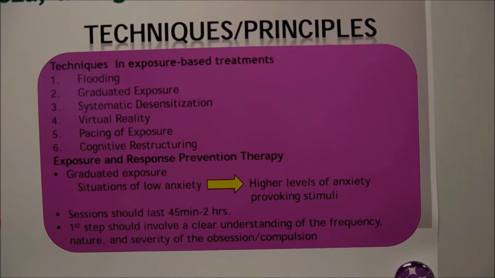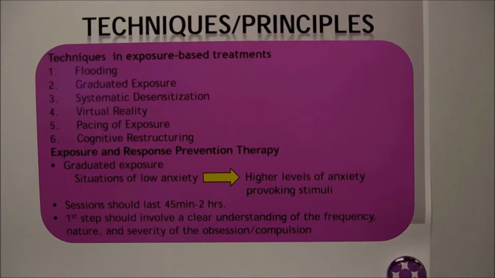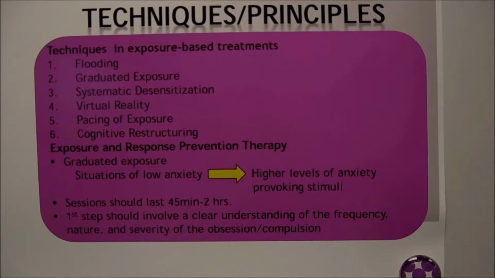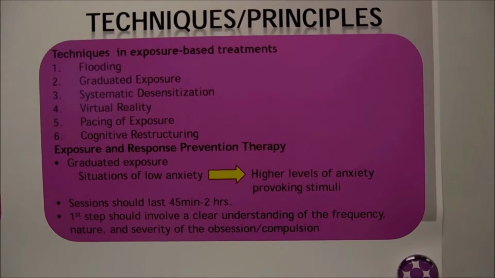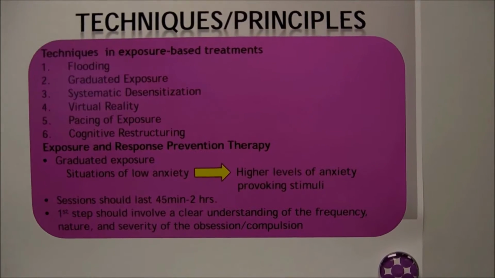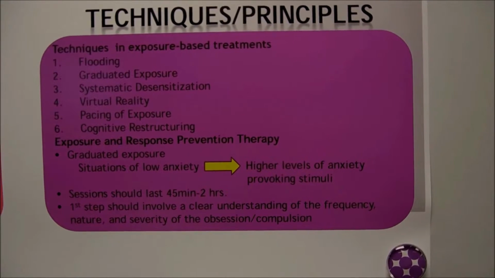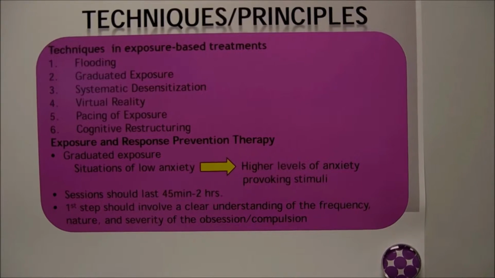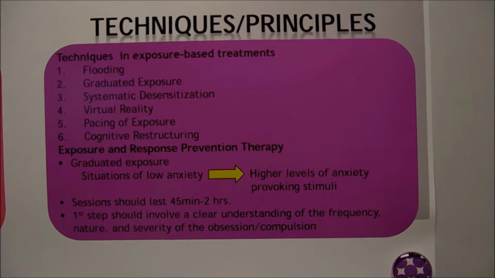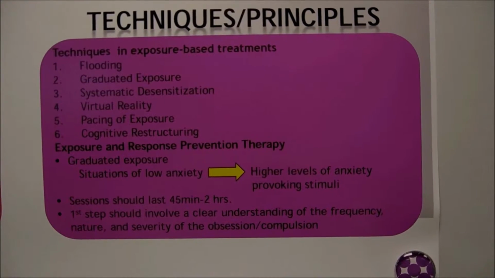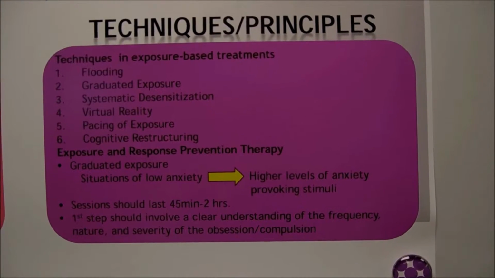And then we have cognitive restructuring. So exposure and response prevention therapy uses graduated exposure, which exposes the clients to situations of low anxiety and then slowly moves to higher levels of anxiety-provoking stimuli. Sessions usually run anywhere from 45 minutes to 2 hours. This is done in order for the client to be able to experience low anxiety and then higher levels of anxiety. So in ERP, the first step should involve a clear understanding of the frequency, nature, and severity of the obsession and compulsion.